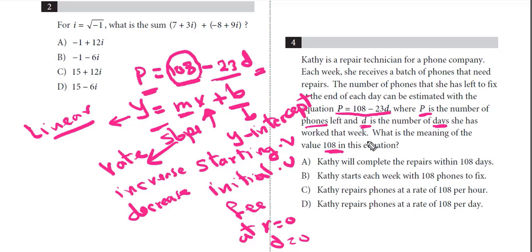If we look at the words here, Kathy will complete the repairs within 108? No. This is not it. Kathy starts each week with 108, yes, she starts with that. And the next, Kathy repairs at a full rate. Then this rate is the negative 23 here. But the correct answer is B.